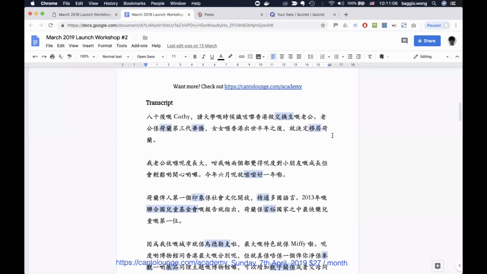So 休憩空間 means a space to rest, like a resting space, like a park or something like that, right? Or I guess just a place for people to kick back and relax. Doesn't necessarily have to be a park. Yeah. All right. So I guess that's about it for this portion.